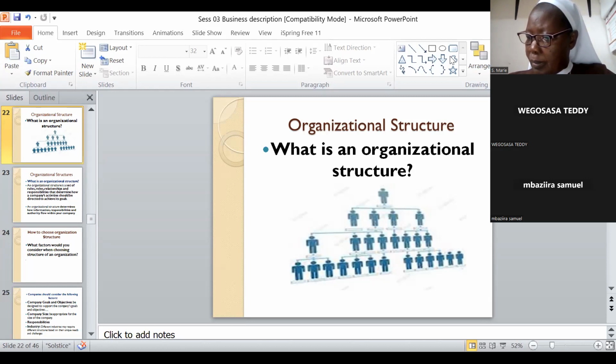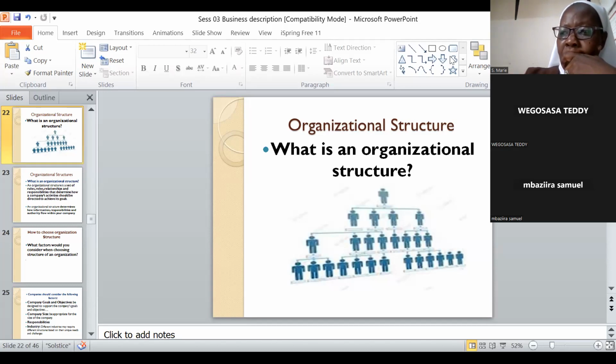Organizational structure, I would define it as how activities, tasks and responsibilities are coordinated, controlled and delegated within an organization. Generally, it defines the hierarchy, the reporting relationships, and the communication channels within an organization. That's how I would look at it.